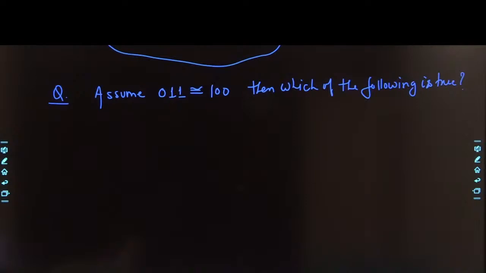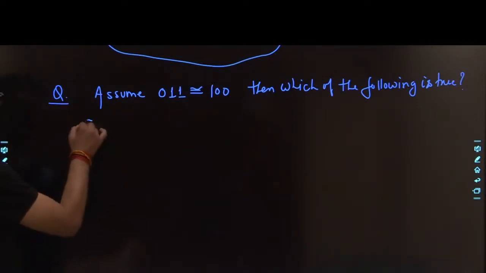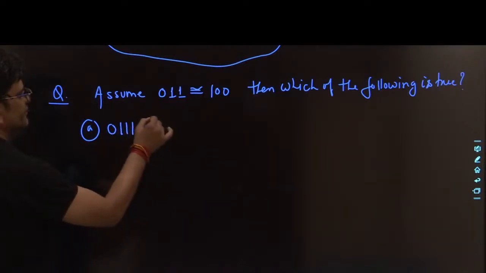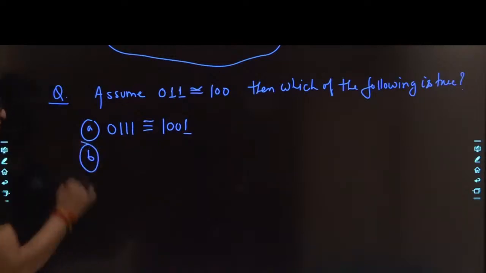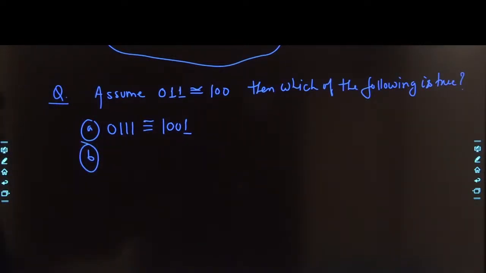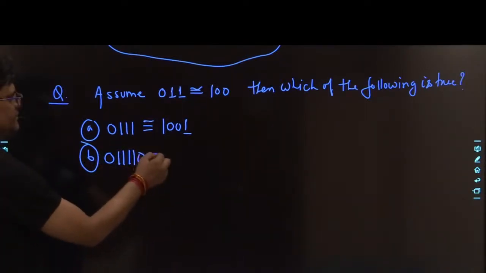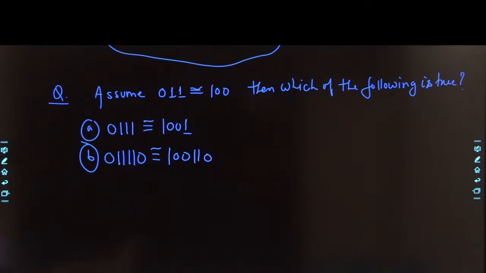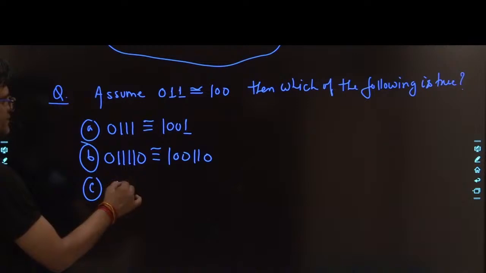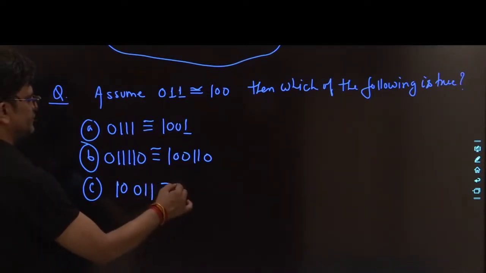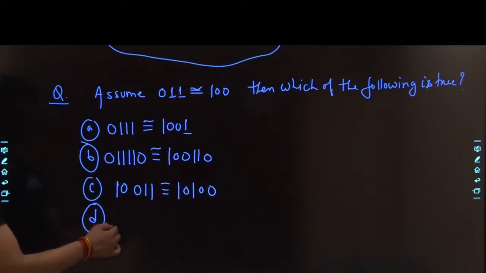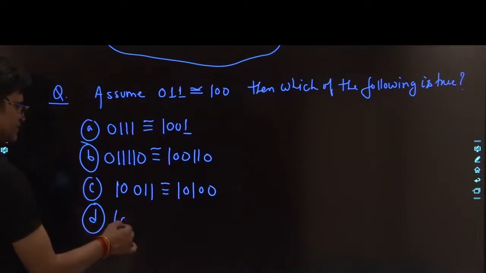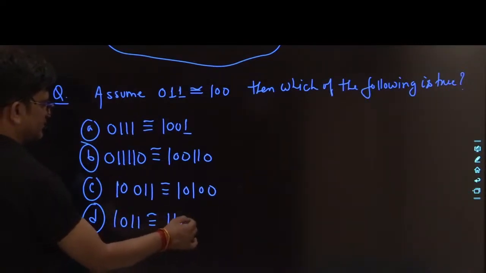Option A, 0111 is equivalent to this one. Option B, 011110 is equivalent to 100110. Option C, 10011 is equivalent to 10100. D, 1011 is equivalent to 1100. So which option is true?